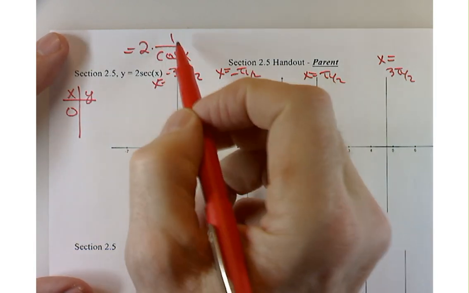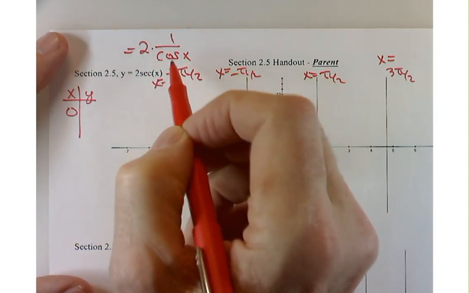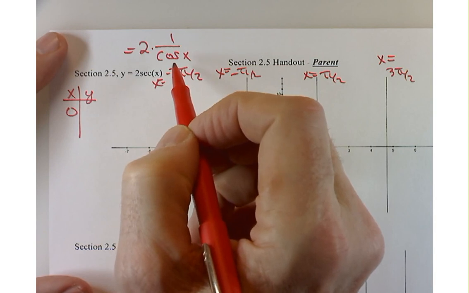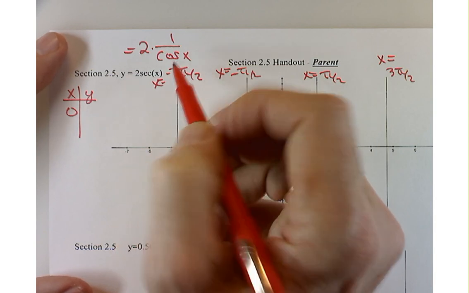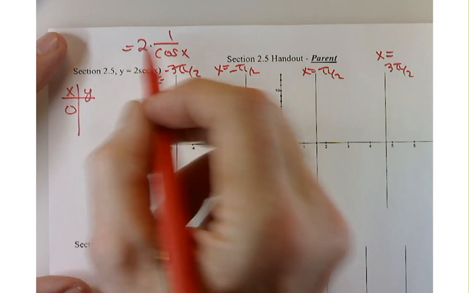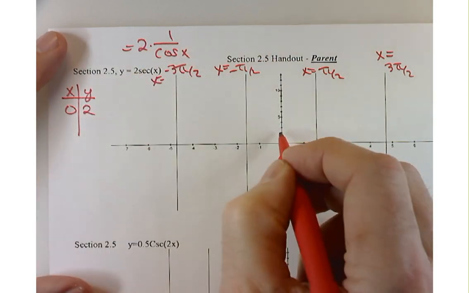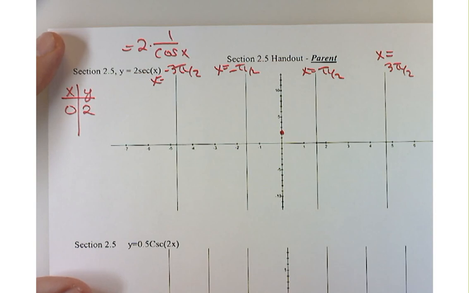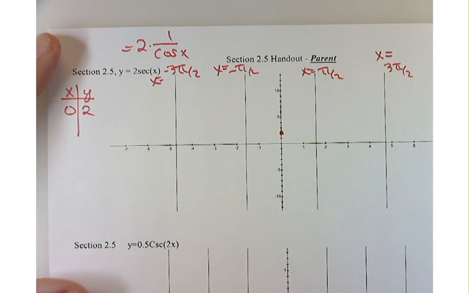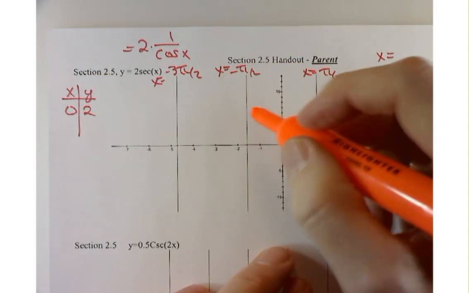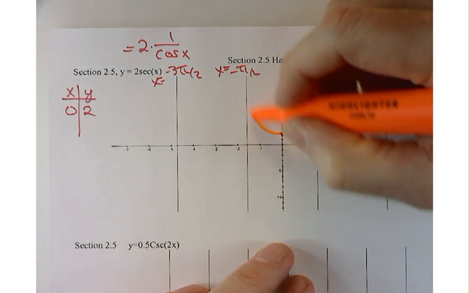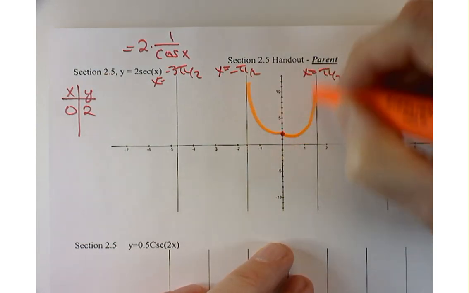Well, it's 1 over cosine of 0. What's the cosine of 0 equal? 1. So it's going to be 2 times 1, or 2. So that point has to be there. What does that tell me about the shape of my graph at that point? Yes, exactly. I have a cup shape that has to face up. This is the bottom of that cup shape. It's going to face up from here, so it's going to look like that.